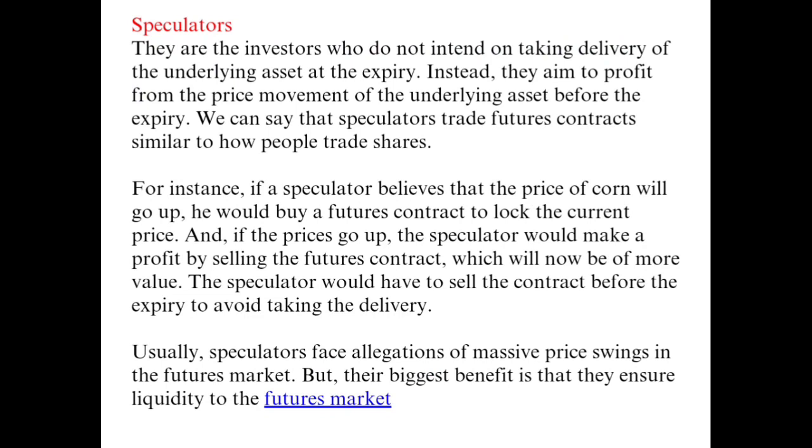Speculators. They are the investors who do not intend on taking delivery of the underlying asset at the expiry date. Instead, they aim at profit from the price movement of the underlying asset before the expiry. For instance, if a speculator believes that the price of corn will go up, he would buy a futures contract to lock the current price. If the prices go up, the speculator will make a profit by selling the futures contract, which will now be of more value. The speculator would have to sell the contract before the expiry to avoid taking the delivery.